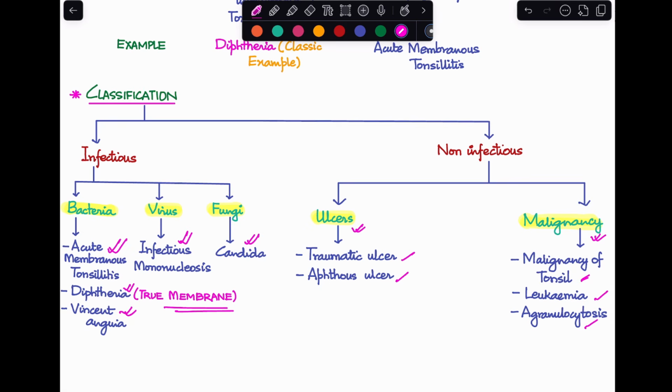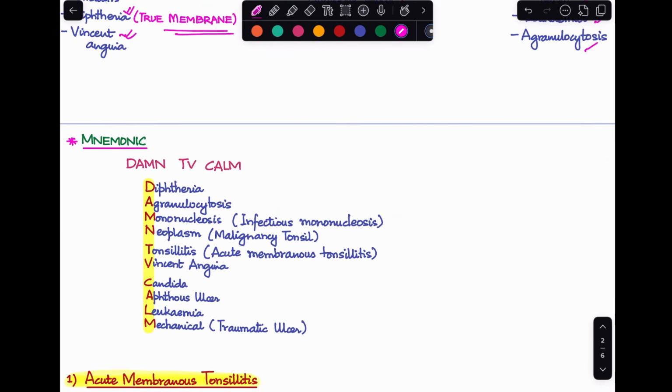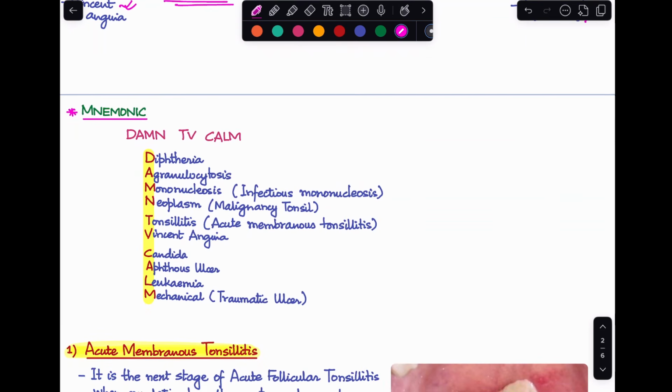Now, before I dive into the 10 different causes and what are the key features in each one of them, I want to give you a mnemonic that will be easy for you to remember the 10 causes. So, first of all, let's look at our first.